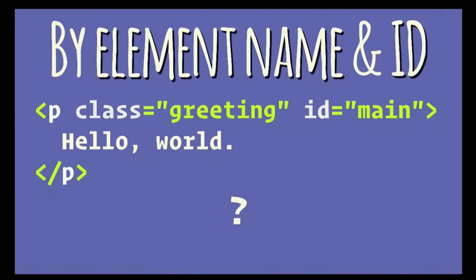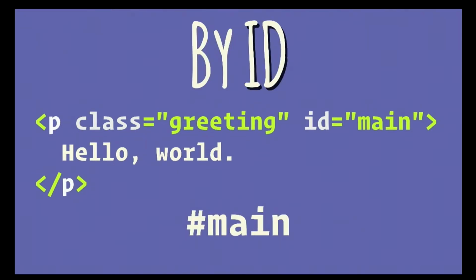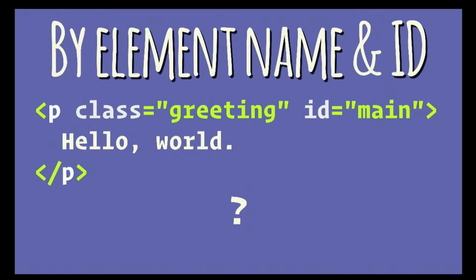What if we wanted it by element name and ID all in one? Maybe ID is a bad example. I should change this. But suppose I don't want to just get any old element with an ID of main. It has to be a paragraph with an ID of main. Anybody know? Double ampersand, I heard. Square brackets, another good guess. P hash main. No space. Space means something else. Just P hash main like that.